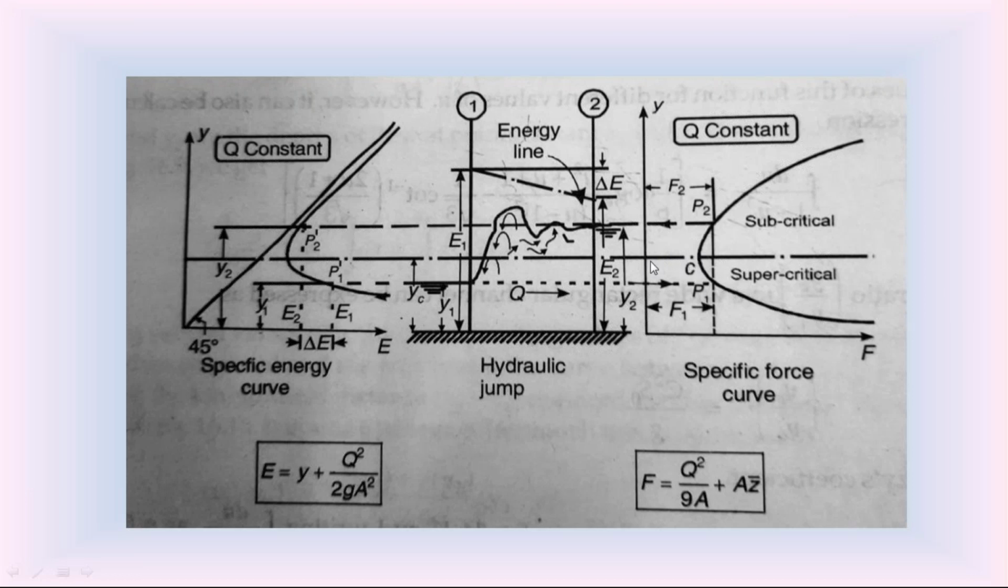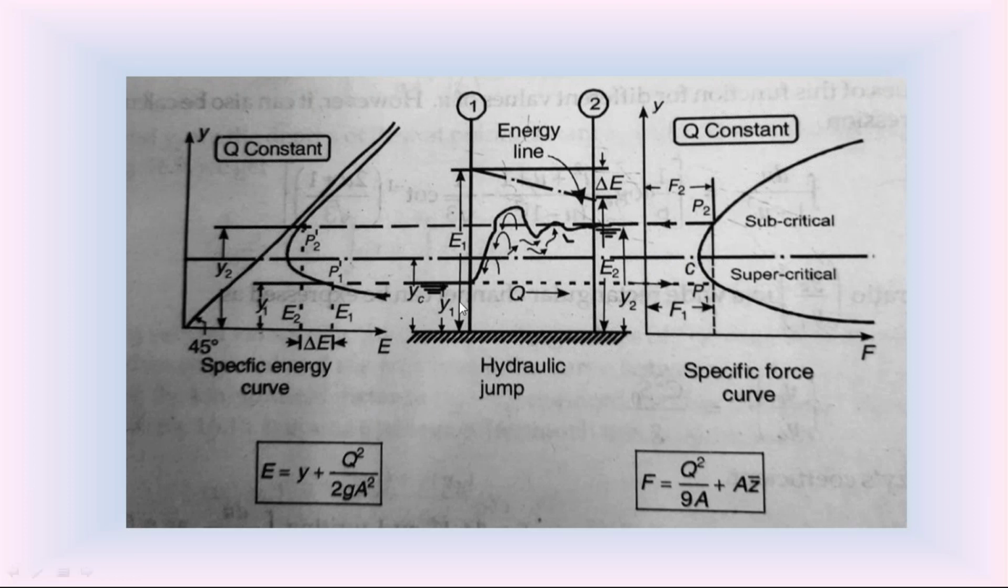So this depth, the point C, check that point C. At point C, the specific force is minimum. So the depth of water flow at minimum specific force is called the critical depth. The depth of water flow in the hydraulic jump at which the specific force is minimum is called the critical depth. And in this hydraulic jump, we consider two depths of flow.